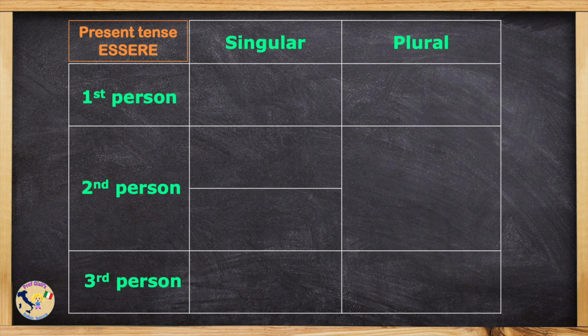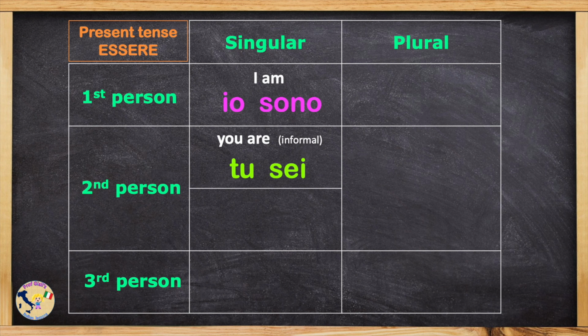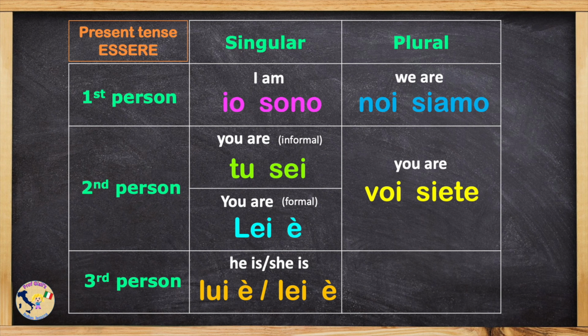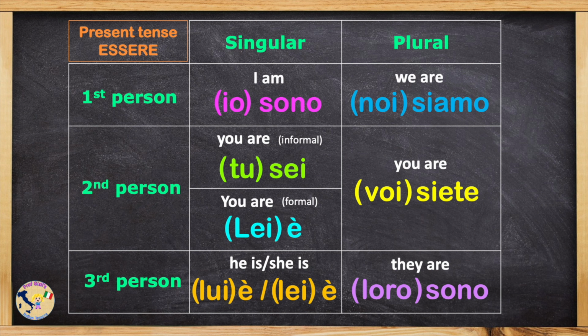Here is the full conjugation of the present tense of verb essere, including both singular and plural forms. Io sono. Tu sei. Lei è. Lui è. Lei è. Noi siamo. Voi siete. Loro sono.